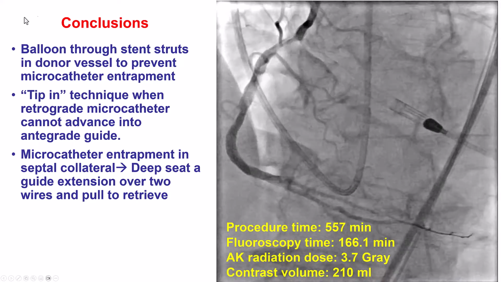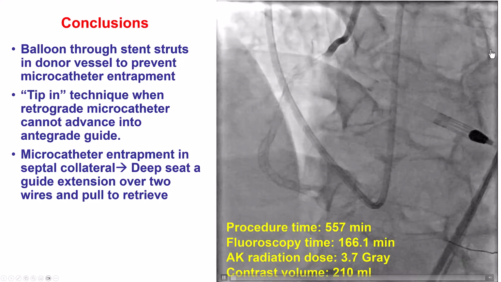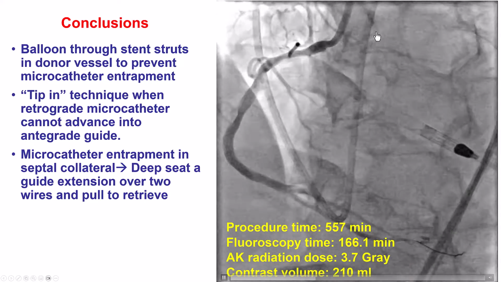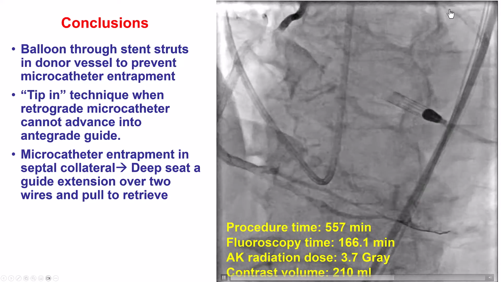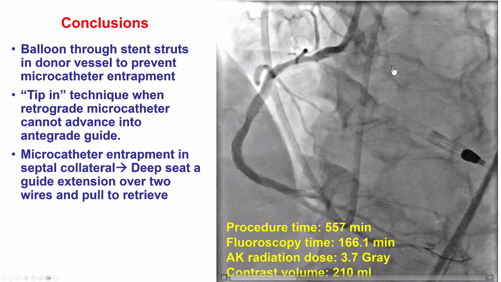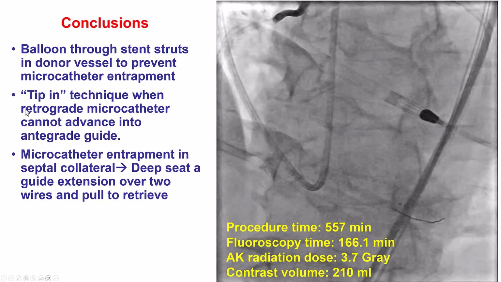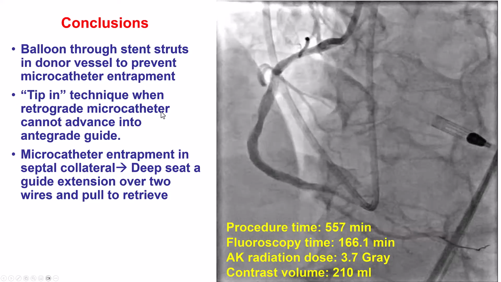So there are several lessons from this case. The first one is that if you have stents in the donor vessel and you plan to go through those stents into a collateral for the retrograde approach, it is very important to dilate those stent struts, because if not, the chance of entrapping the microcatheter goes up.